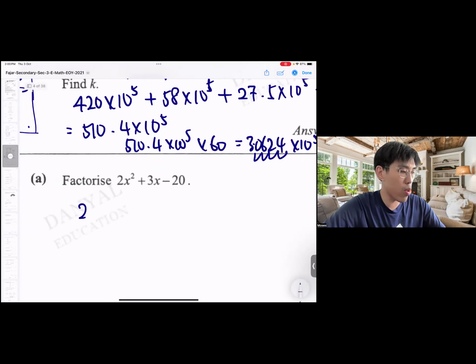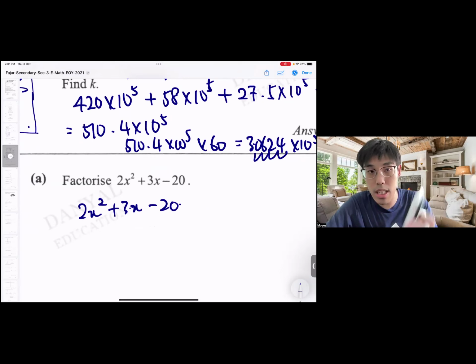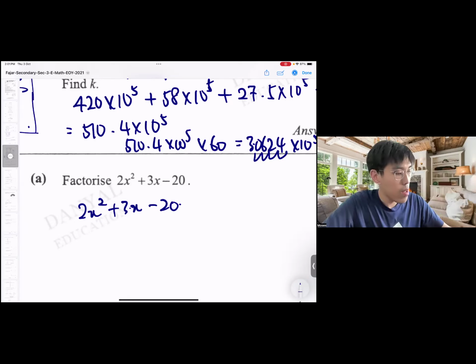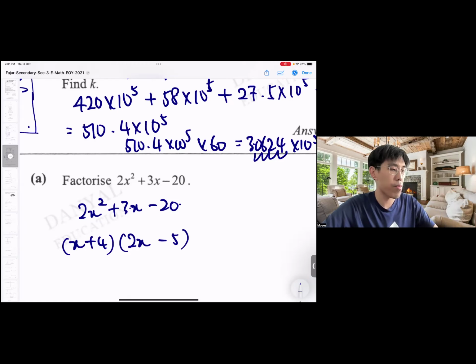Okay, factorize 2x squared plus 3x minus 20. At this point, when you are in Sec 3 already, the first thing you need to do is to go and press calculator. Okay, 2, 3, -20. Then you get this, a very nice number over there. So I got x plus 4 and then 2x minus 5.